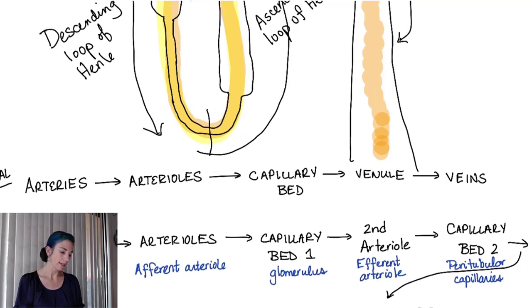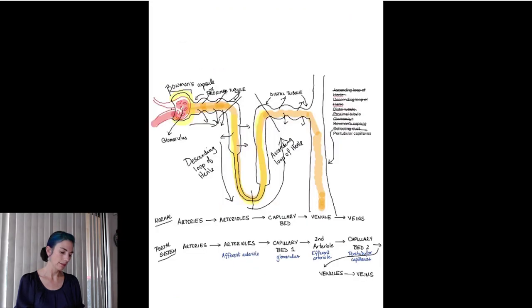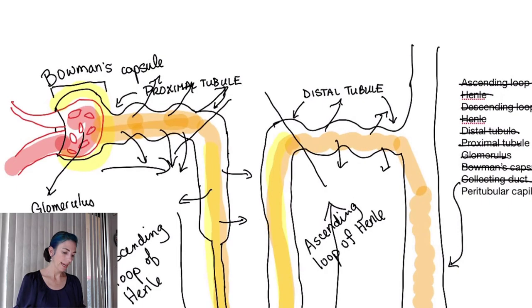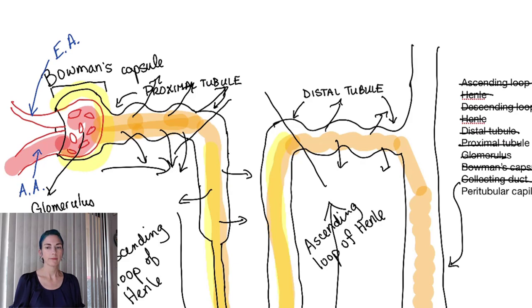I'm going to come back down over here real quick. And on this drawing, we can also label, this is the afferent arteriole. So just put AA for afferent arteriole. And then over here, that's our efferent arteriole. And the peritubular capillaries are not shown on this diagram.